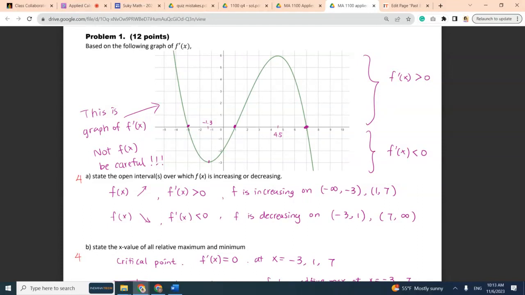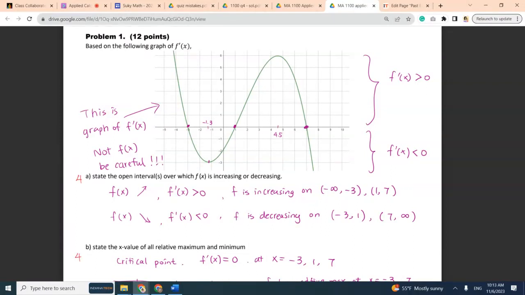This is f prime. Don't look at f prime as increasing or decreasing. f is increasing when f prime is positive. I don't care whether the shape looks like this or this or this, as long as it's positive. So we don't care about whether the function f prime is increasing or decreasing. We just care about whether it's positive or negative. Maybe it looks like this. That's okay. As long as it's positive, then f is increasing.